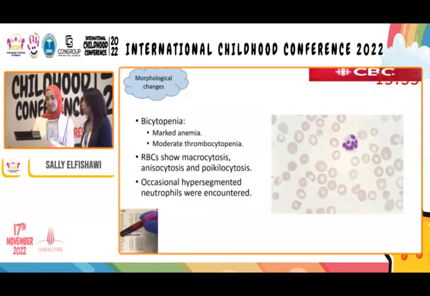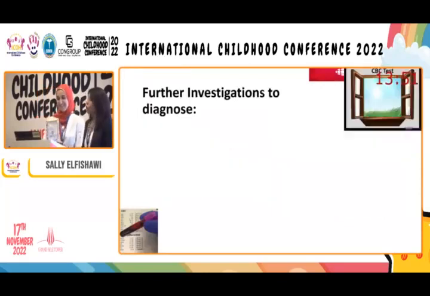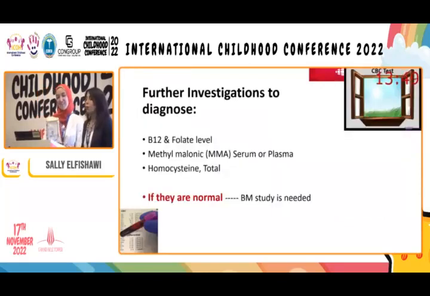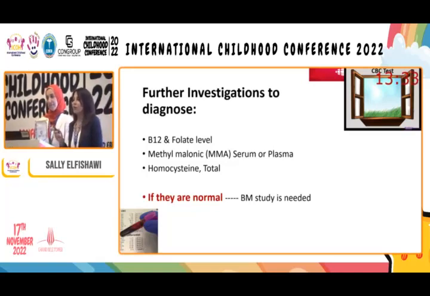We want to request further investigations, Dr. Rania. Yeah, I want to ask for B12 and folate levels, serum and/or plasma methylmalonic acid, and total homocysteine level. If they come out low, then the right diagnosis is B12 or folate deficiency. However, if they come out normal, I will ask for bone marrow.